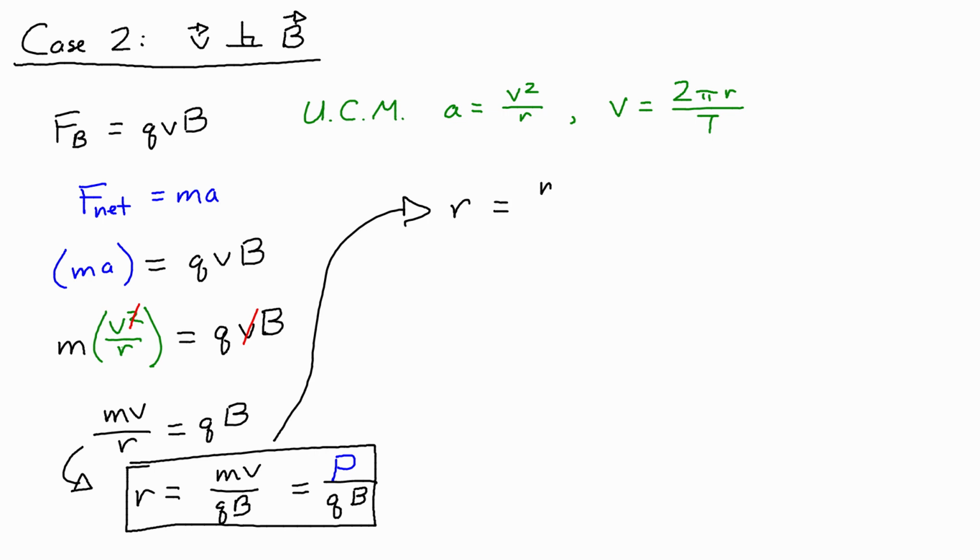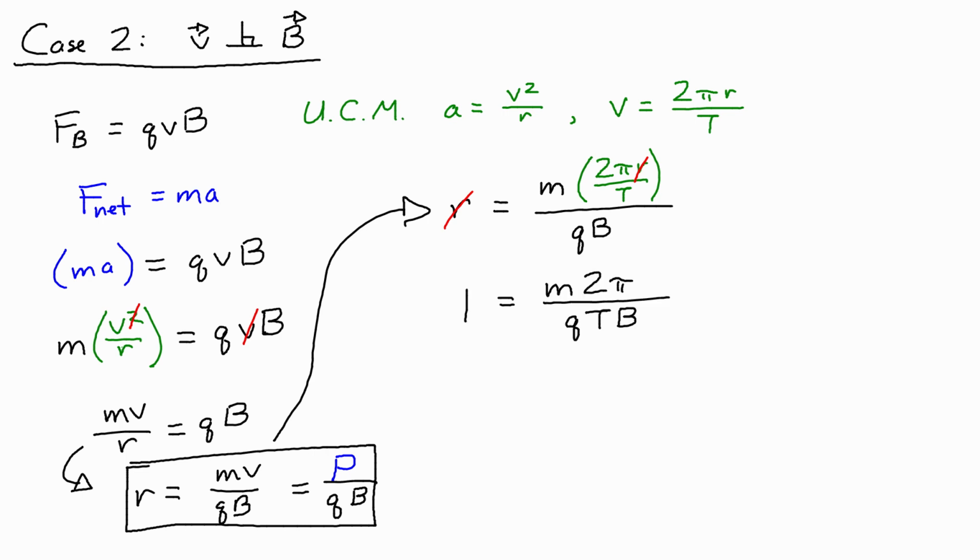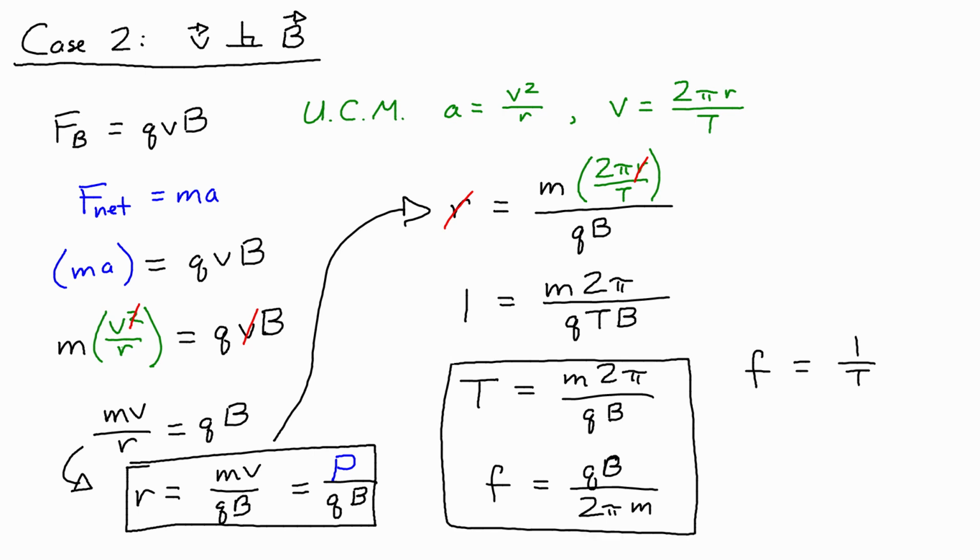The next thing to try is expressing the radius and substituting in the speed from uniform circular motion. So I would have m times 2 pi r over T, divided by qB. Then a really interesting thing happens because we have r on both sides. The r cancels out. So I can isolate the period as m times 2 pi divided by qB. And if you remember from waves that the frequency is equal to 1 over the period, then I can just invert this to get the frequency as qB divided by 2 pi m.